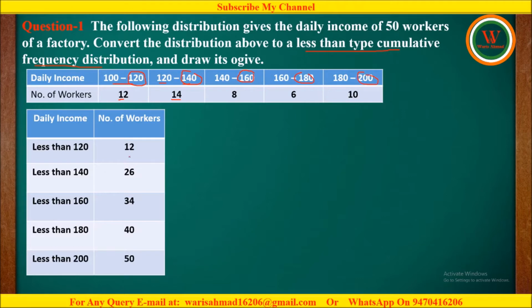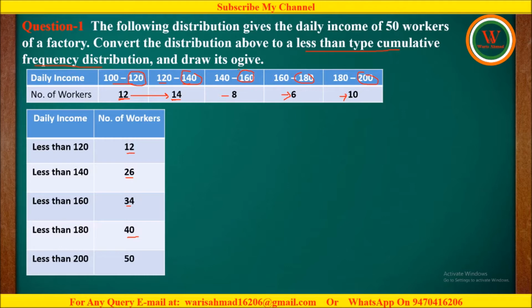After that, we have to write down the cumulative frequency of each data. So first one is 12, so we have copied here 12. Next one is 14, so we have to add 12 and 14 both. The result will be equal to 26. Now 26 plus 8 will be equal to 34. Now 34 plus 6 will be equal to 40. Now 40 plus 10 will be equal to 50. So these are the cumulative frequencies of the given frequencies.